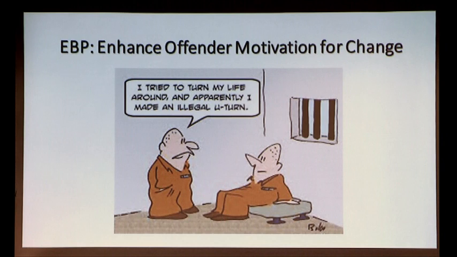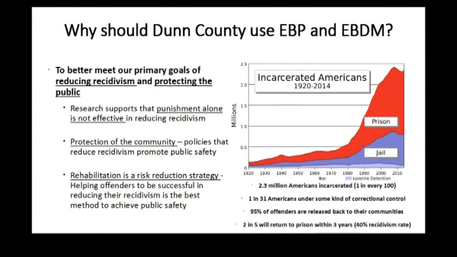So it says, I tried to turn my life around, and apparently I made an illegal U-turn. We need to recognize that change isn't just an instantaneous thing, it's a process. Sometimes it takes quite a few tries to make that change possible.